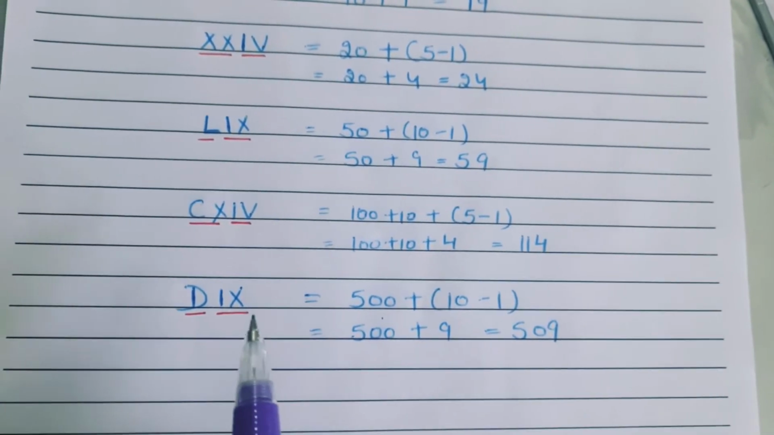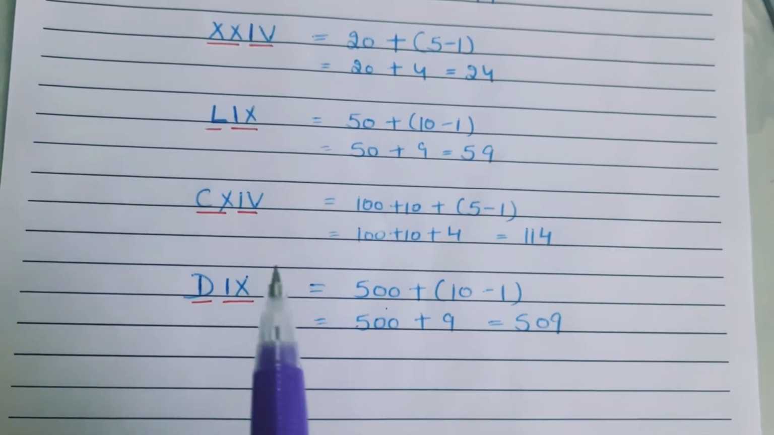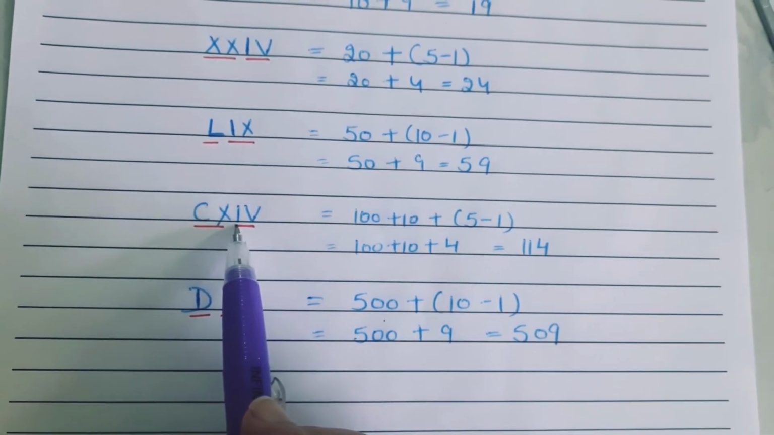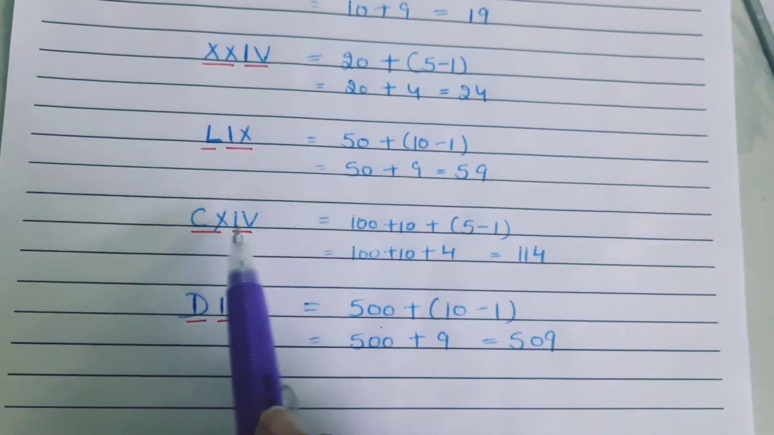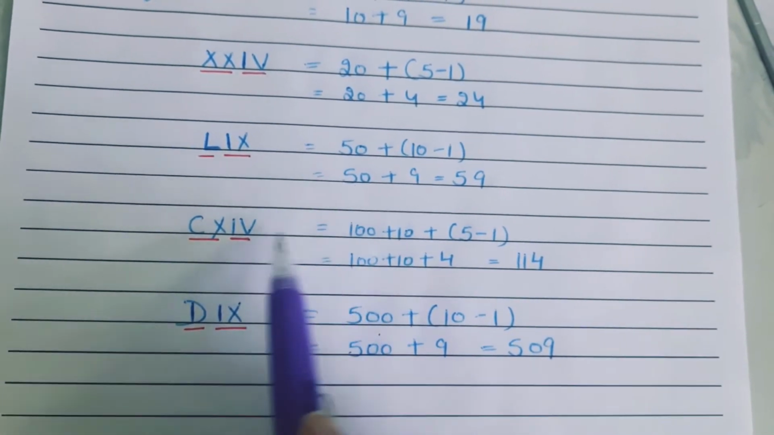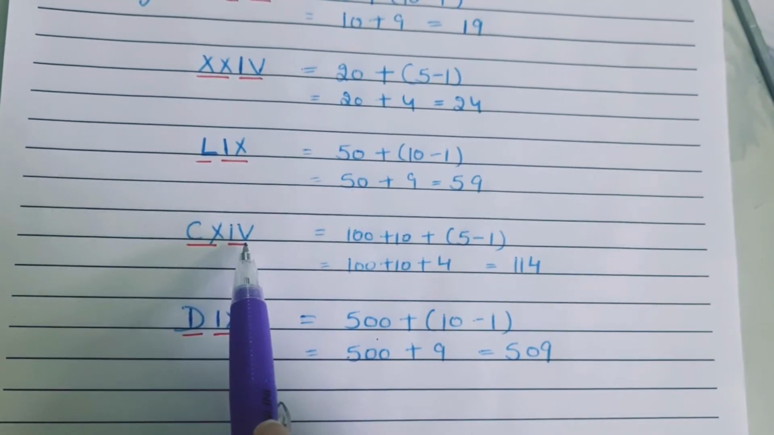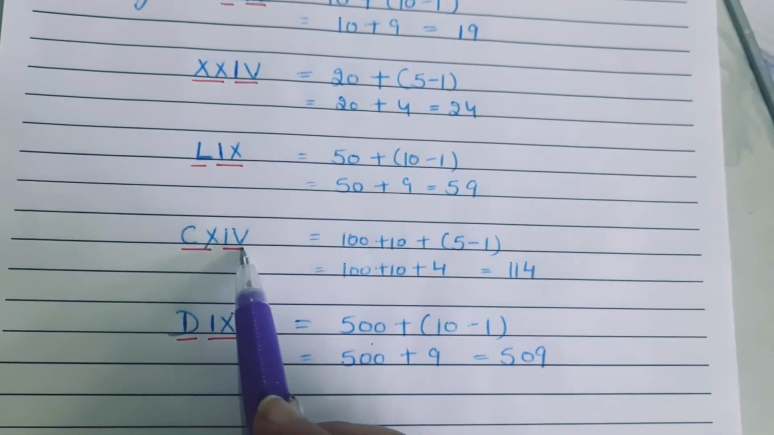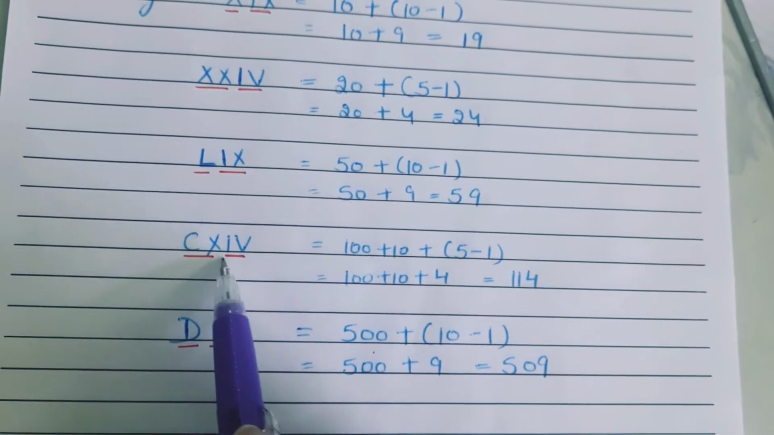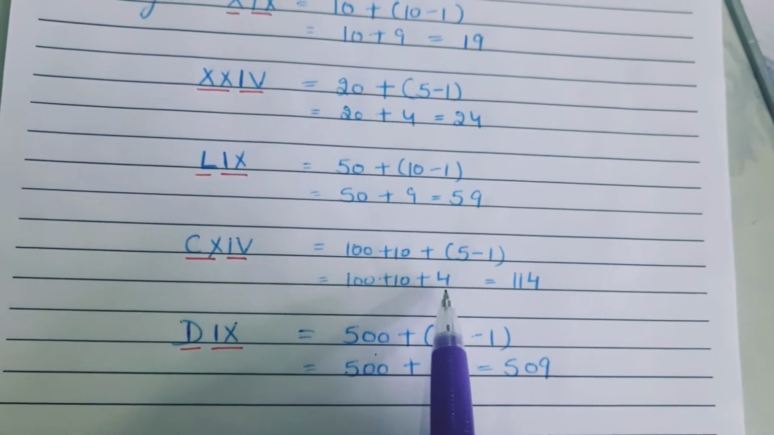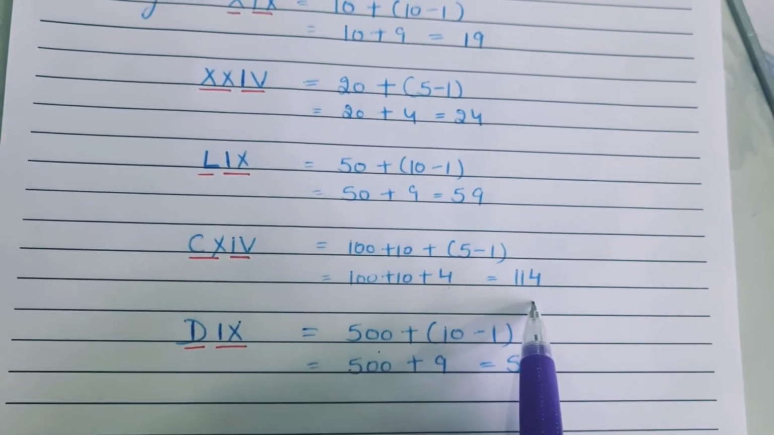Now the next example is CXIV. Here again the smaller number is between the two greater numbers. What is the value of C? It is 100. What is the value of X? It is 10. Again IV, so 5 minus 1 equals 4. This is C 100, X 10, IV equals 4. So it becomes 100 plus 10 plus 4 equals 114.